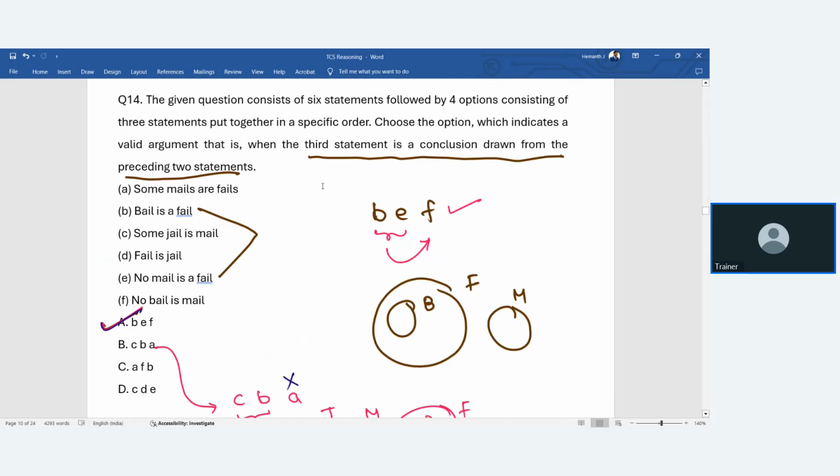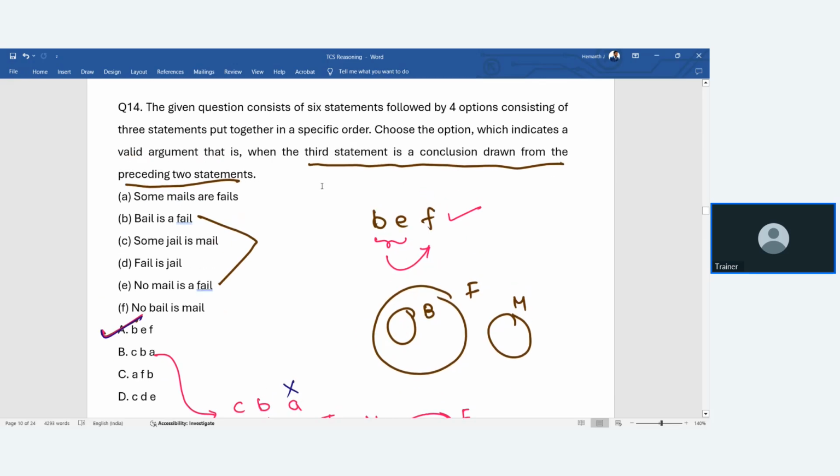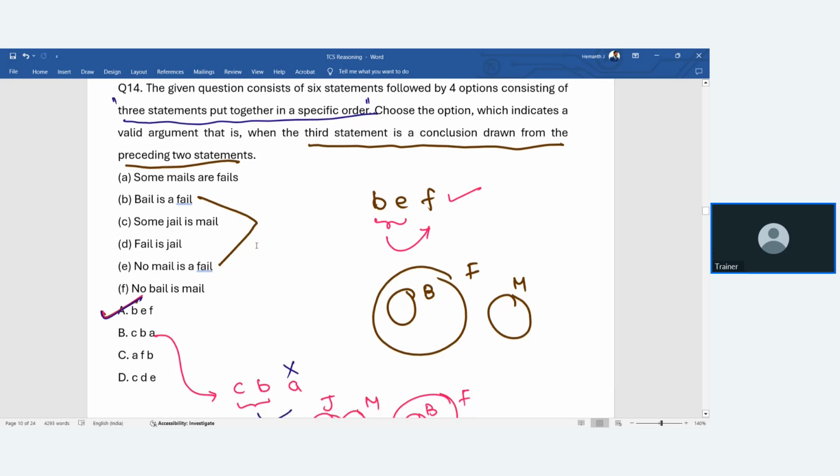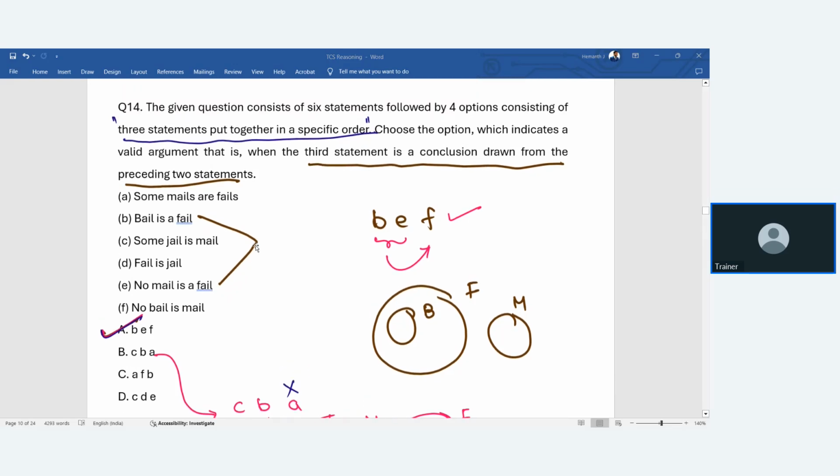This is a typical question related to statements and conclusions, but they're given in a different way. Three statements have to be put together in a specific order. Working on the first two, the third statement should be the conclusion. It's a good question related to the syllogism concept, so have a look into syllogism.